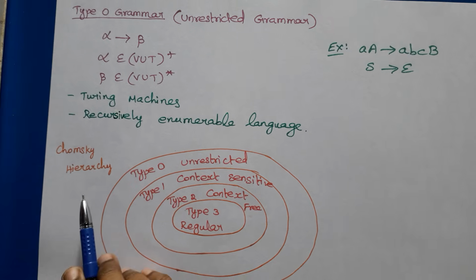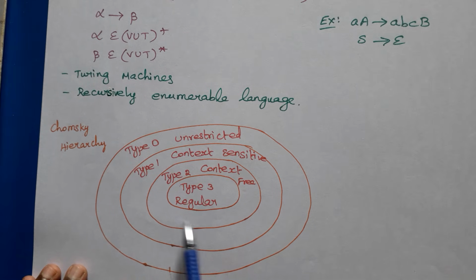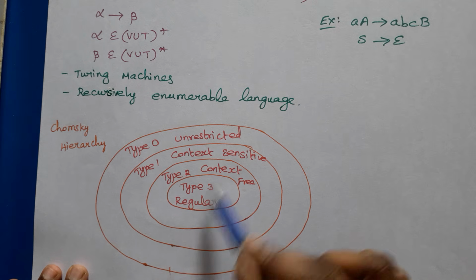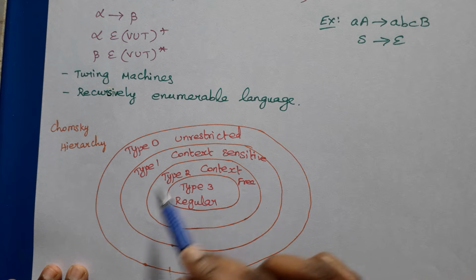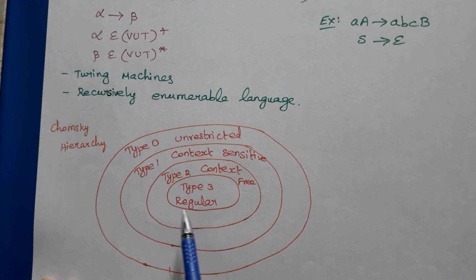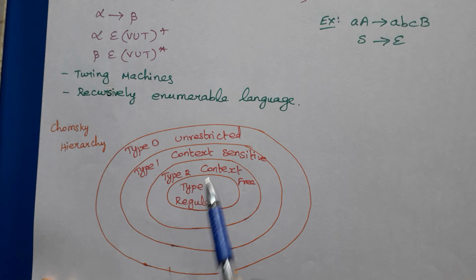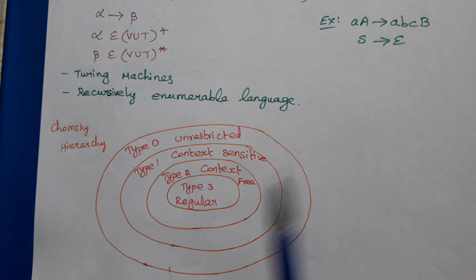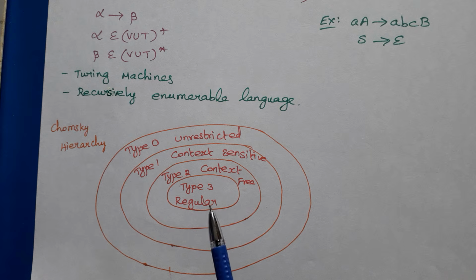And as per the Chomsky hierarchy, the inner circle represents type 3 grammar, then type 2, type 1, type 0. The meaning is all the regular grammars are also context free, but the reverse is not true. We cannot say all context free grammars are regular. But all regular languages are context free languages. Similarly, all context free languages are context sensitive languages, and all context sensitive languages are unrestricted grammar. So these are the types of grammar.